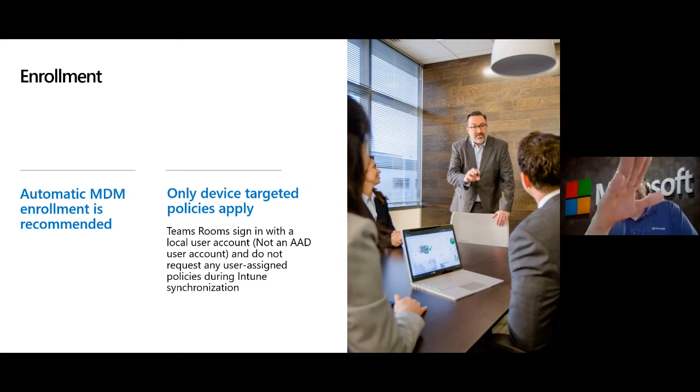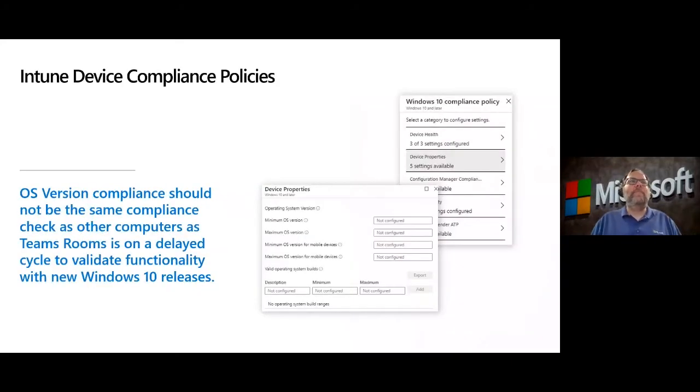Only device targeted policies apply. This is important because the Skype user, the user that runs the Teams Rooms app, is not a domain user. It's a local user. So it can't get an Intune user policy. So keep that in mind. You can only manage the physical device, the Windows. You cannot manage the user on there. So again, this is not like another computer. Think of it more as an appliance. Don't just sit there and throw your regular policies at it.